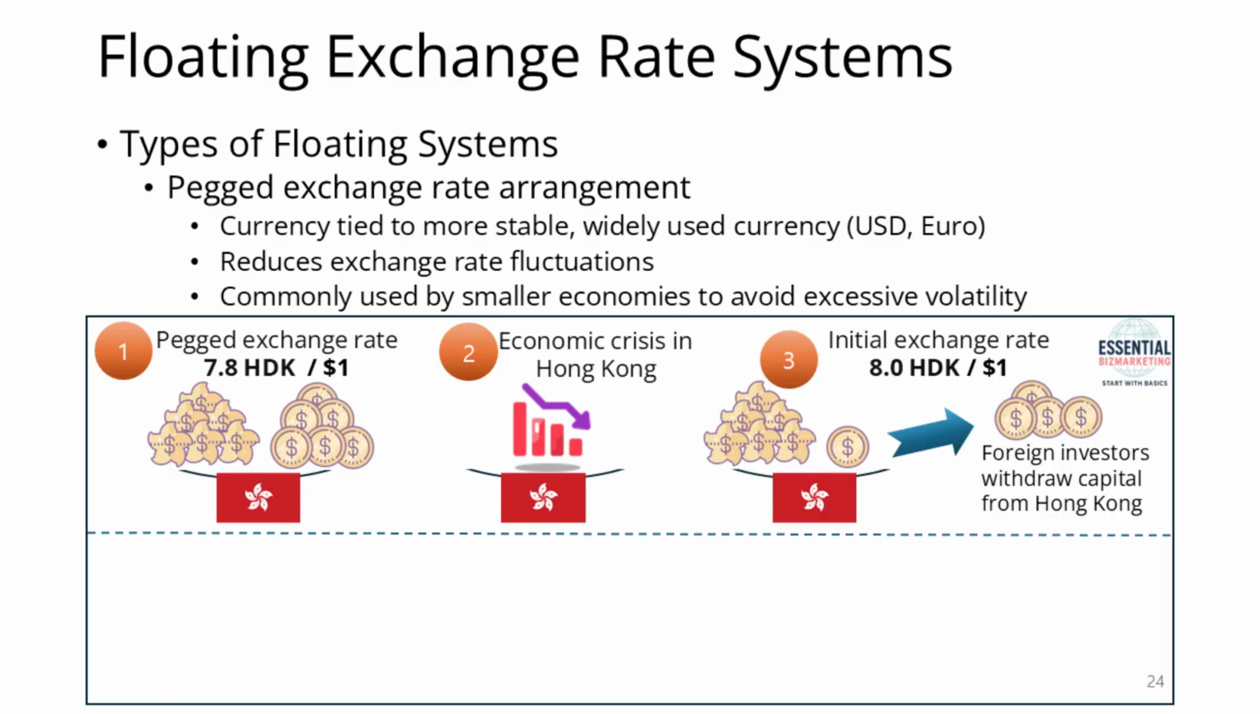As investor fears grow, capital starts flowing out of Hong Kong. This capital flight increases demand for US dollars, pushing the exchange rate beyond its 7.8 peg to 8.0 Hong Kong dollars per dollar. The pressure threatens the stability of the currency system.